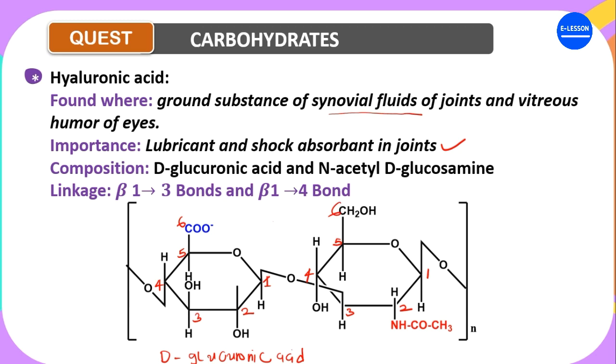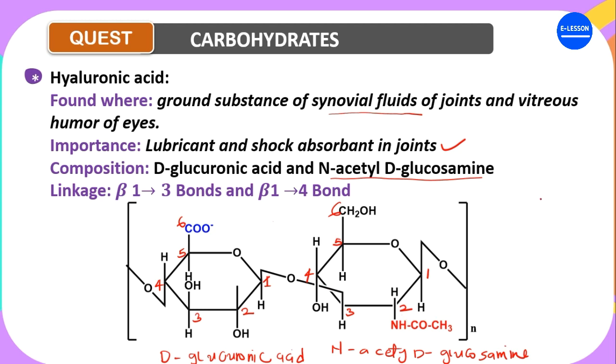Now, you discover something, that there are two linkages here that were stated. You have beta 1,3 bonds and beta 1,4 bonds. Now, firstly, let me just talk about this group here. This group here is called N-acetyl D-glucosamine. Are you getting it? N-acetyl D-glucosamine, because of this acetyl group here.